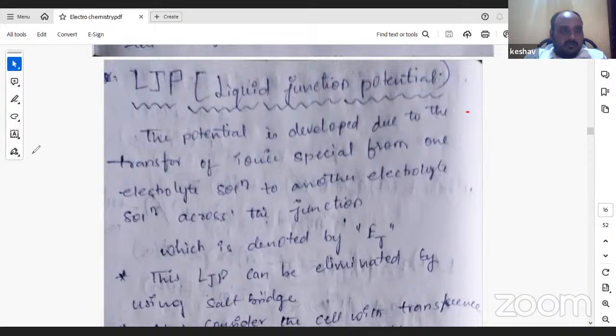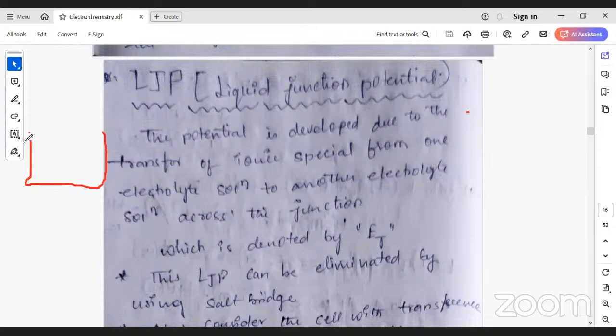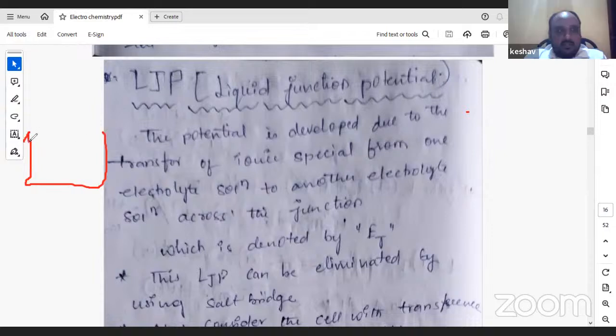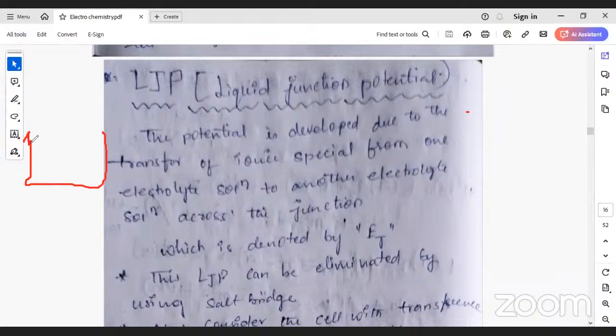Is it visible to you while I am drawing? Yes, sir. I am drawing some diagram. Is it visible to you? Yes, sir.